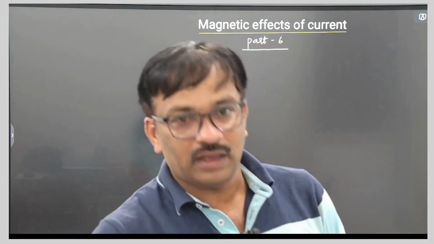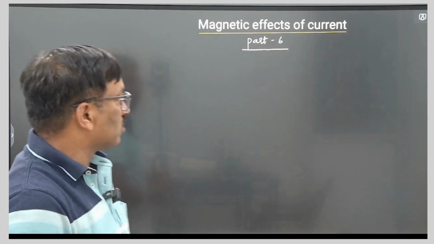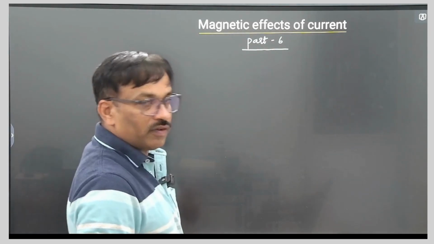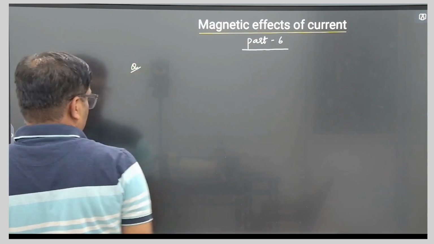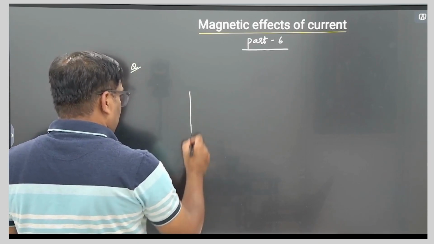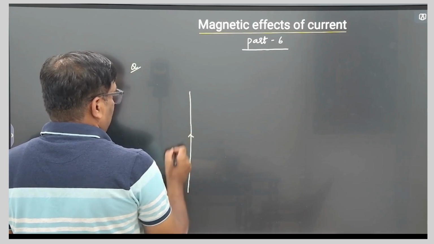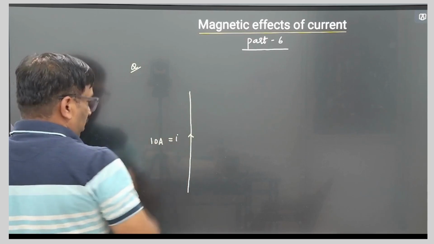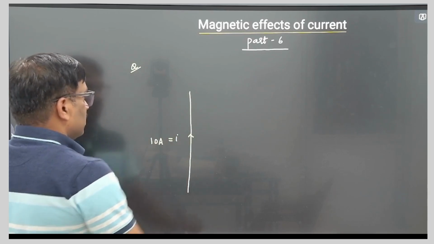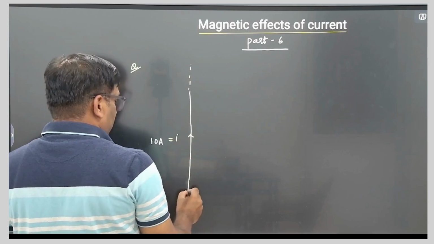Mu naught by 2 pi into I1 I2 by d into L, right? So the same concept, same formula, we will use it. We will do some more applications here. Let us do one question. Suppose there is one current carrying conductor, with a 10 ampere current flowing in it. This is an infinitely long current carrying conductor.